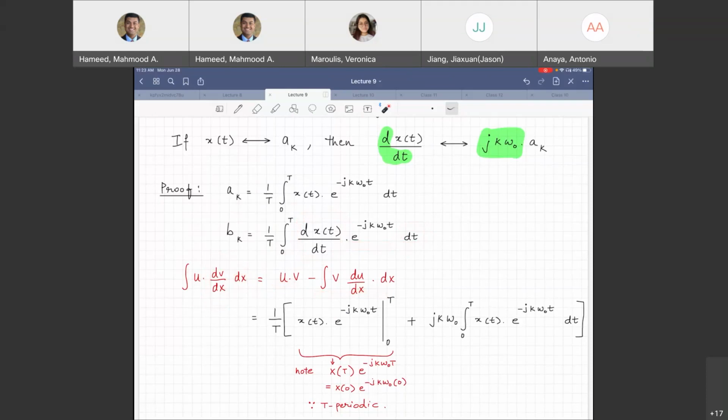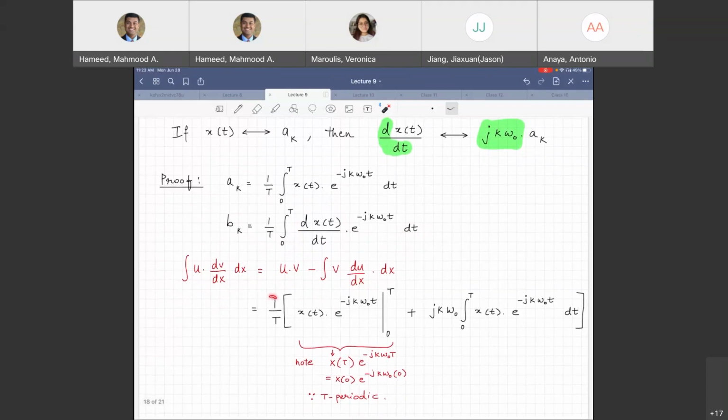If you use all that property, you get this. It'll expand to this: 1 over T, the result of that integration is x of t e to the minus jk omega naught t, integrating from 0 to T, plus jk omega naught, integration 0 to T, x of t e to the minus jk omega naught t dt. I have simply applied this to get that.